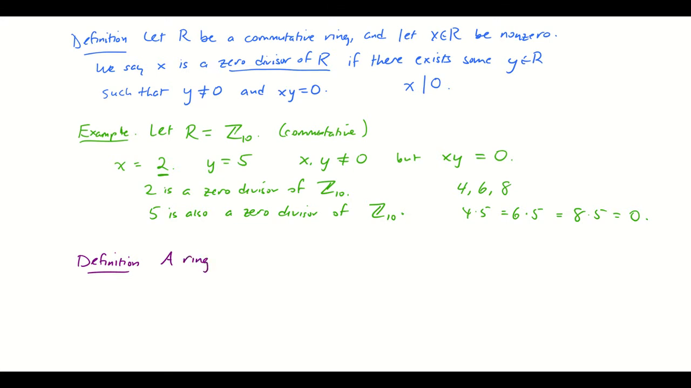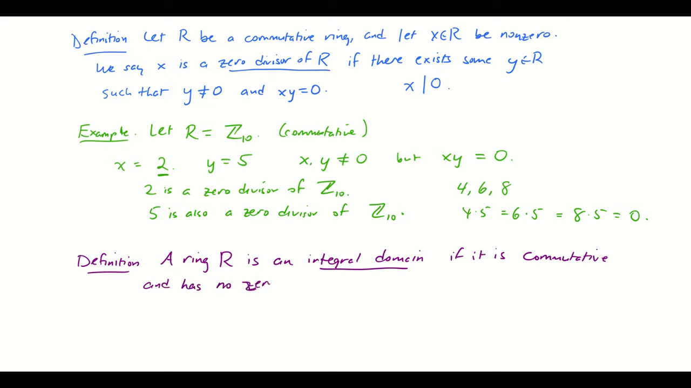A ring R is an integral domain if it is commutative and has no zero divisors. So for example, Z mod 10 is not an integral domain. It's commutative, it satisfies that property, but it has zero divisors, and that rules it out of being an integral domain. To be an integral domain, you've got to have no zero divisors. So a couple of examples.